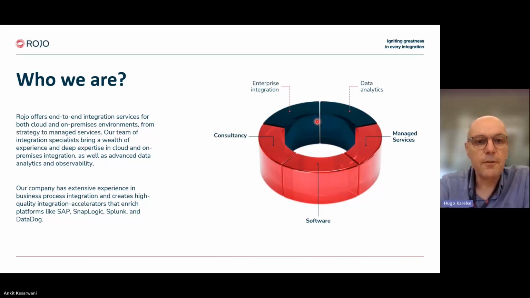On the bottom side, you see the people side of the business. So we have three lines of business. It's consultancy, so we have consultants working on enterprise integration and data analytics. We build the software, that's the innovation part of the company. And we have the managed services. So those are the lines of business that we have and the products that we have as Rojo.